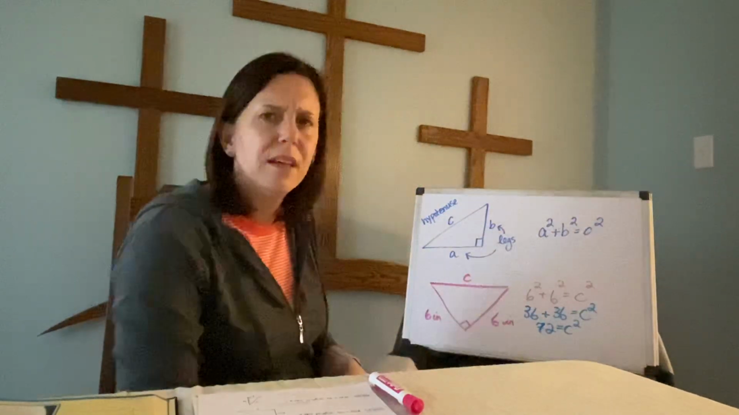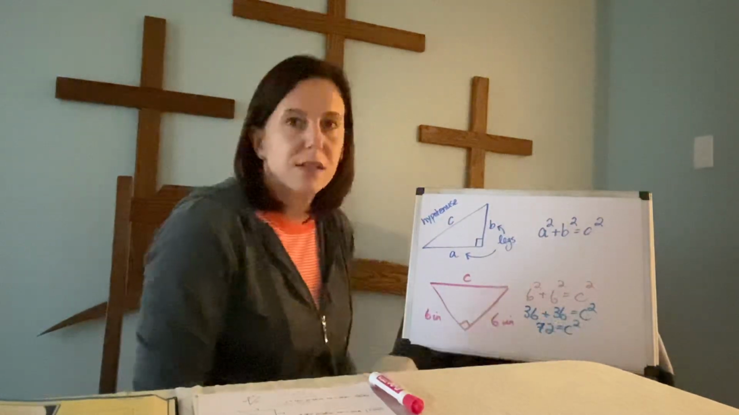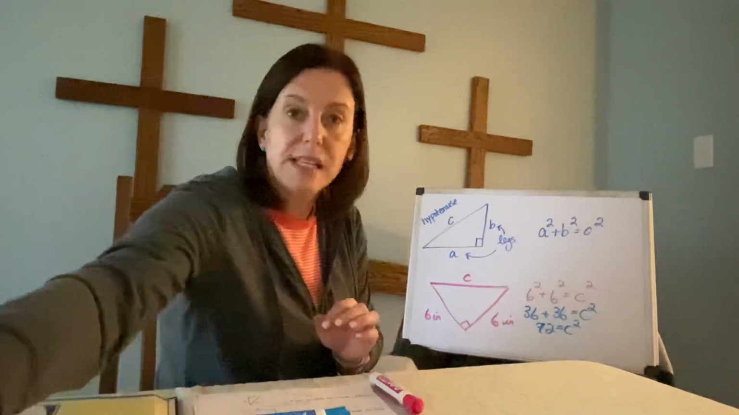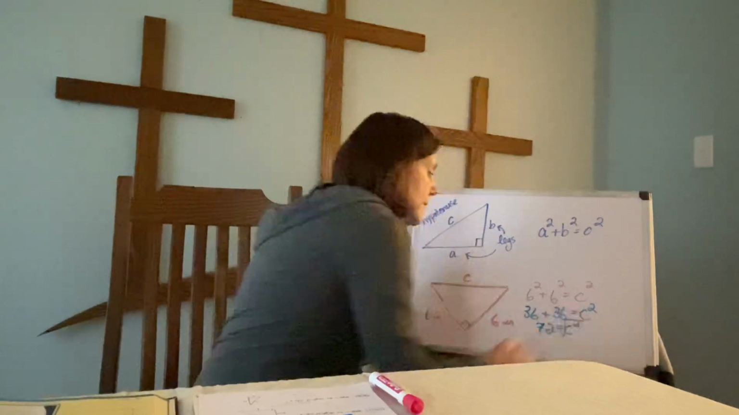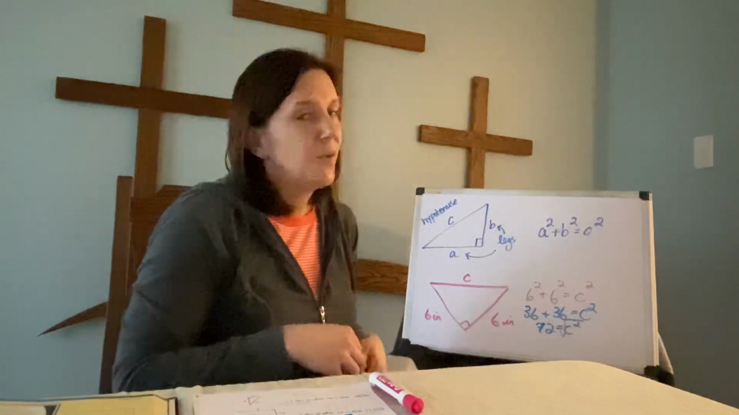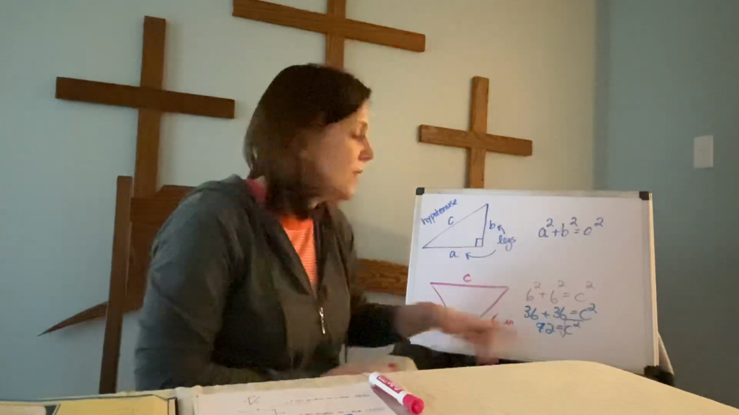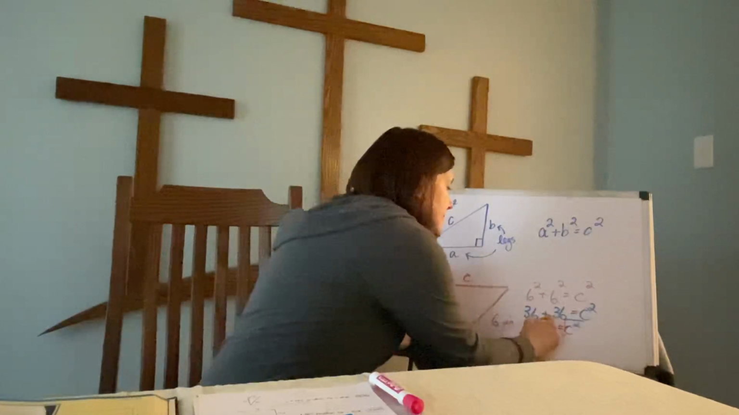Well, how do I figure out what c is if I know what c squared is? If I just want c from c squared, I take the square root of it. And remember, I can do anything that I want to an equation as long as I do it to both sides. So if I'm going to take the square root of c squared, I need to take the square root of 72.